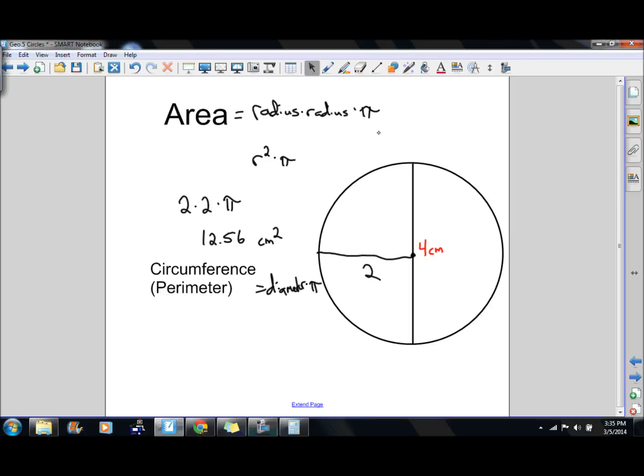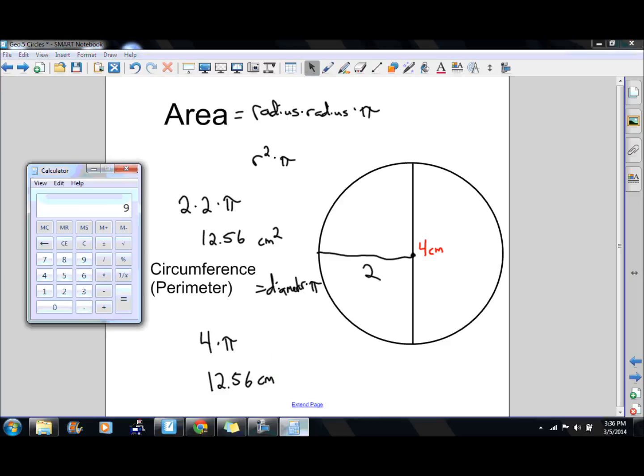And the circumference of this circle would be 4 times the value of pi. So in this one, it'd be 12.56 as well. And this is the only example of a circle where the area and the circumference would be the same.